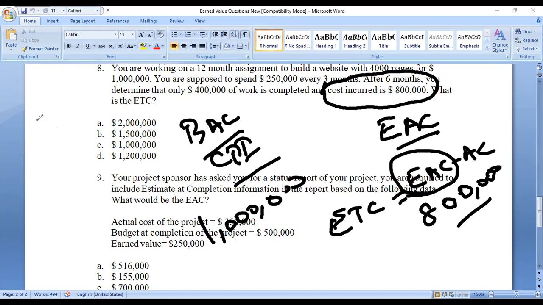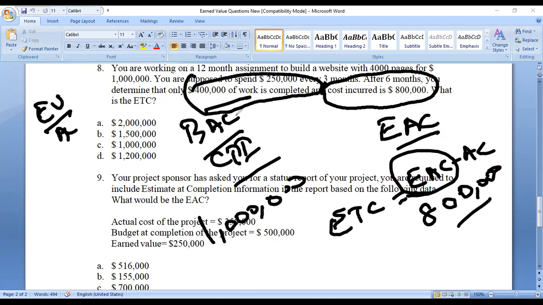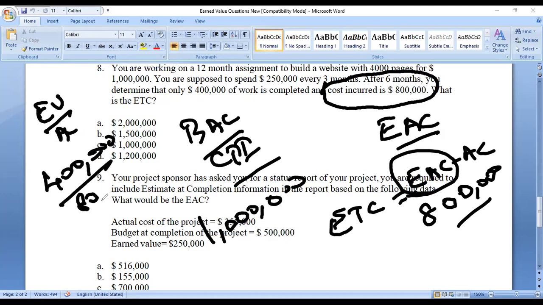The CPI formula is what? Earned value, EV, divided by actual cost, AC. So what is the earned value here? Earned value is very clearly stated: 400,000 work completed, right? 400,000 divided by 800,000 is 0.50. So what are you going to do? 1 million should be divided by 0.50. So what is the EAC you are going to get?